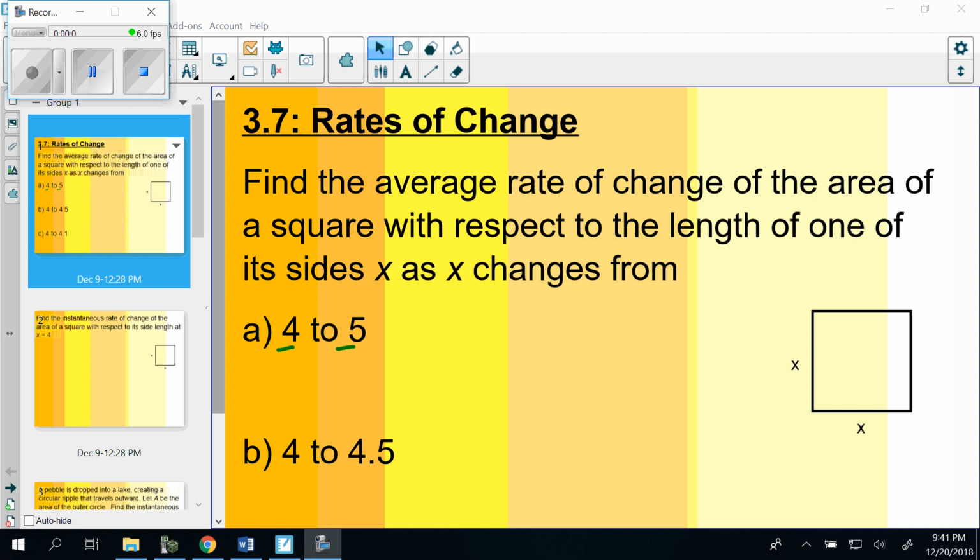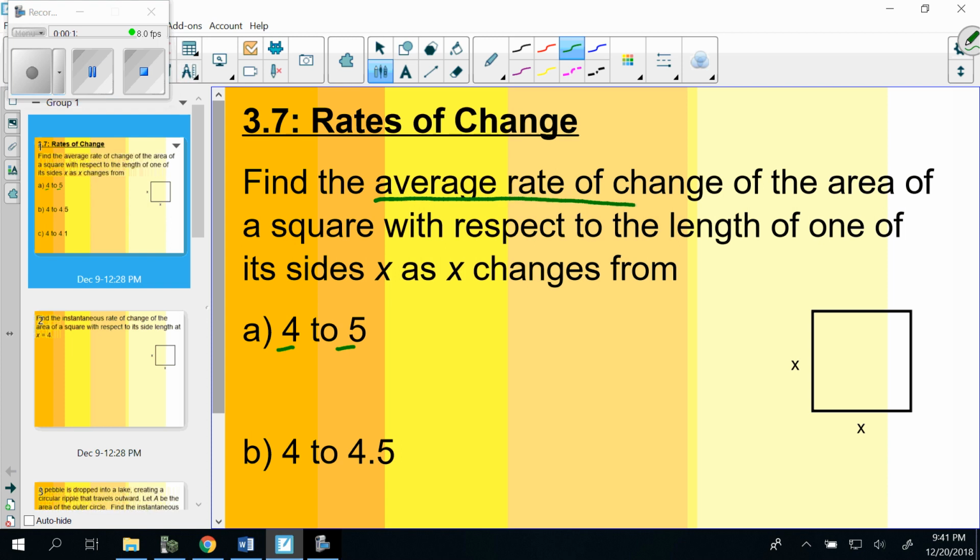Okay, we're going to keep looking at applications of derivative today. So we're going to be looking at what rates of change are. This problem wants us to find the average rate of change. We've talked about average rate of change before. That is just another way of saying slope.